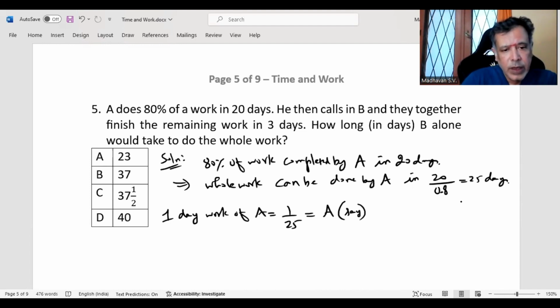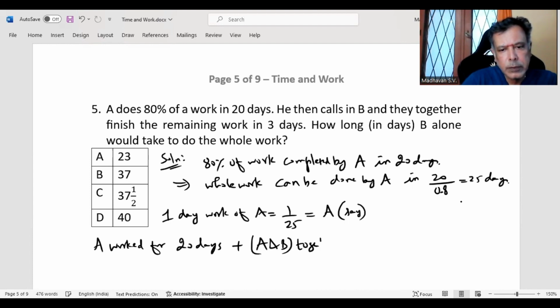So now A worked for 20 days, then A and B together worked for 3 days to finish the whole work.